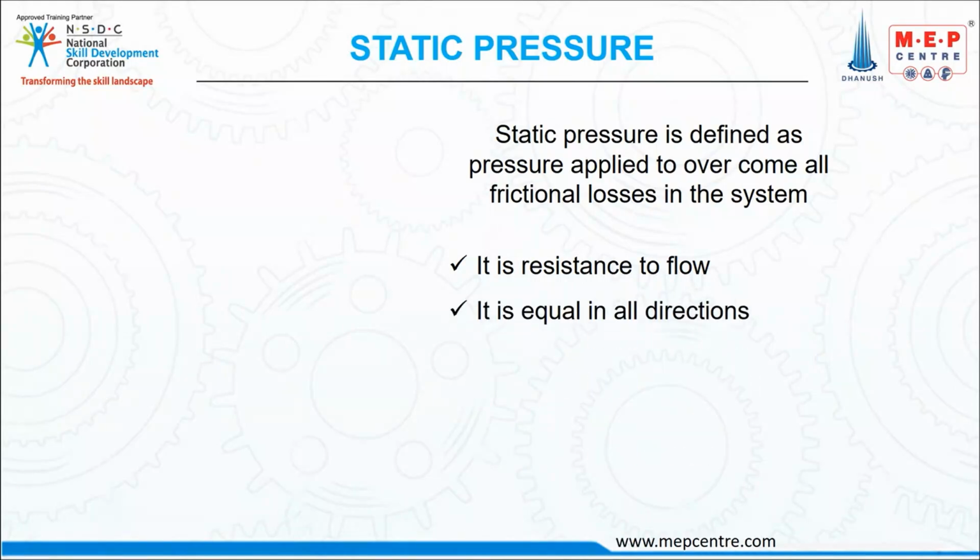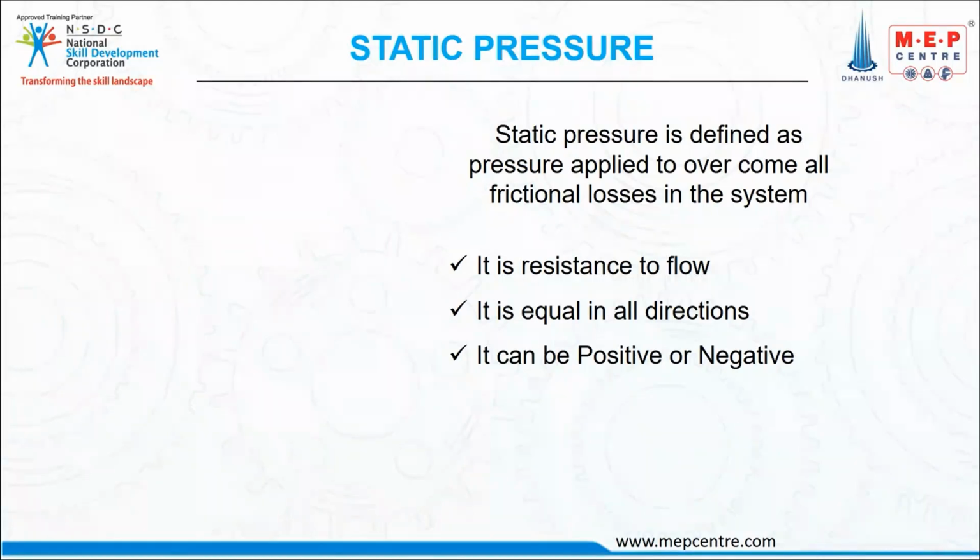Static pressure is equal in all directions. Why? Because it's a constant pressure. And the same can be applied only to the air, right, sir? Not to the FCU? Any medium here. Wherever we are using ducting, we need to calculate the static pressure. It's only applicable when it is a duct, not the individual FCUs. That also will come.